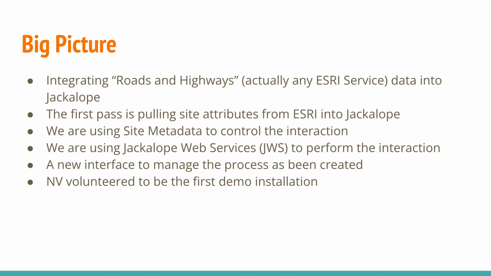There are probably going to be multiple phases of this. The first phase is what we're doing now, which is pulling site attributes from roads and highways into Jackalope. You set up the information, you set up primary keys and foreign keys, and then behind the scenes, Jackalope goes and synchronizes things. We'll talk about all the details shortly.